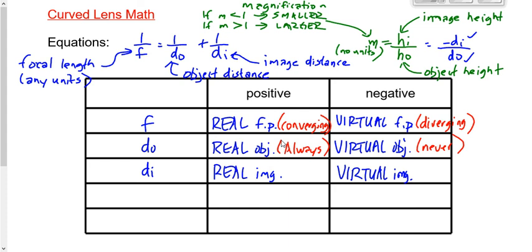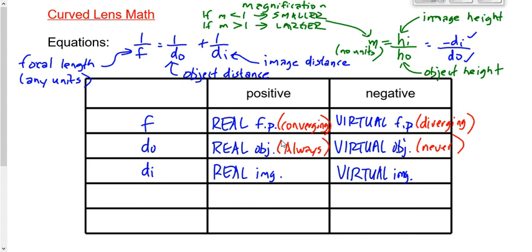DI is positive, the image distance is positive, if you have a real image. And you have a real image in 3 of the 10 ray diagrams. Remember, 3 of the ray diagrams were real, 1 was no image, and then 6 were virtual images. If you got to guess whether to make DI positive or negative, what should you guess? Negative.